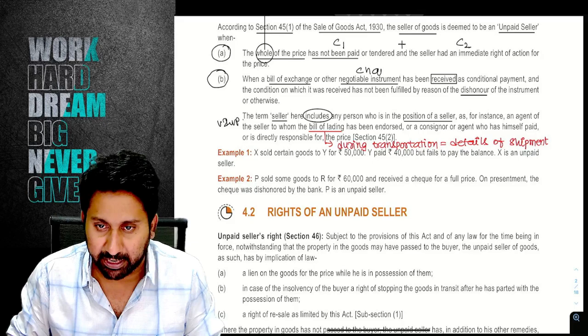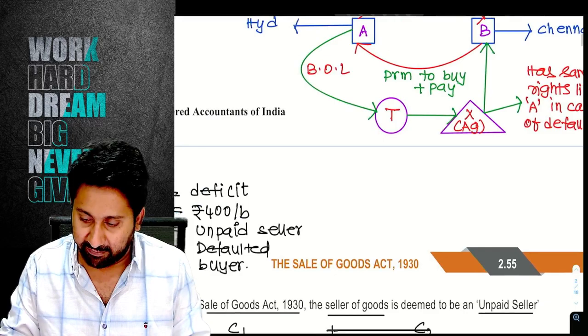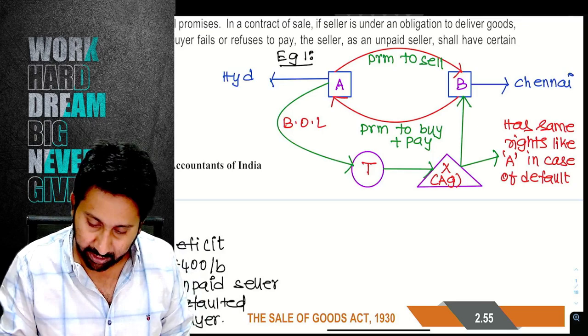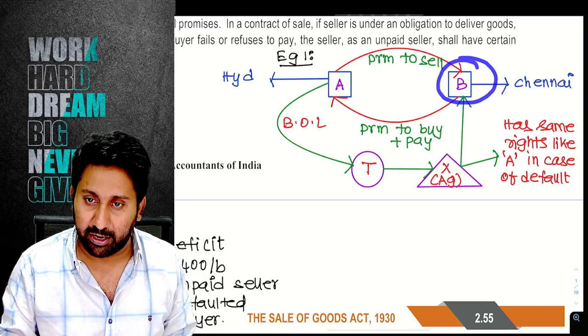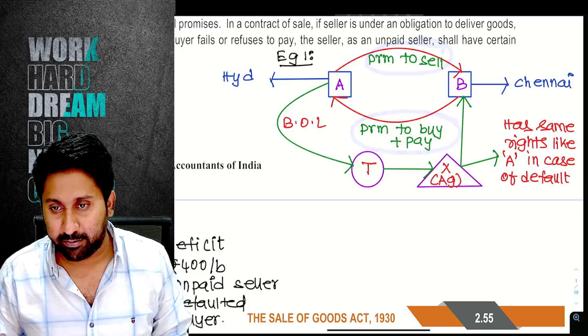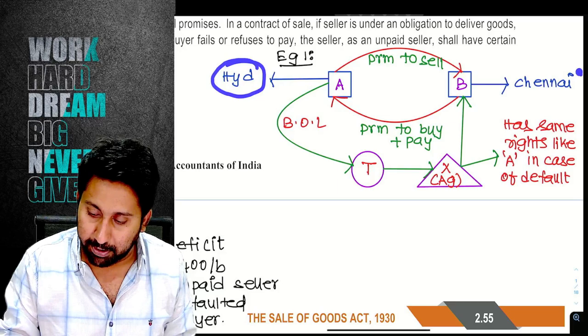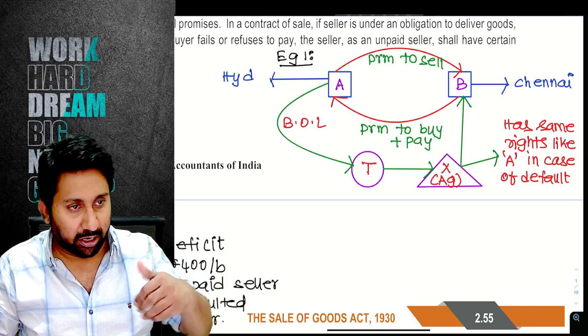Sir, what is the meaning? I have a diagram for that. First, I will give the explanation. Later, you can copy it. Listen. There is a seller and there is a buyer. A promised to sell. B promised to buy and pay. Now, listen carefully. A is in Hyderabad. B is from Chennai. How can I send? To send the goods, some truck or something is required for shipment of the goods.